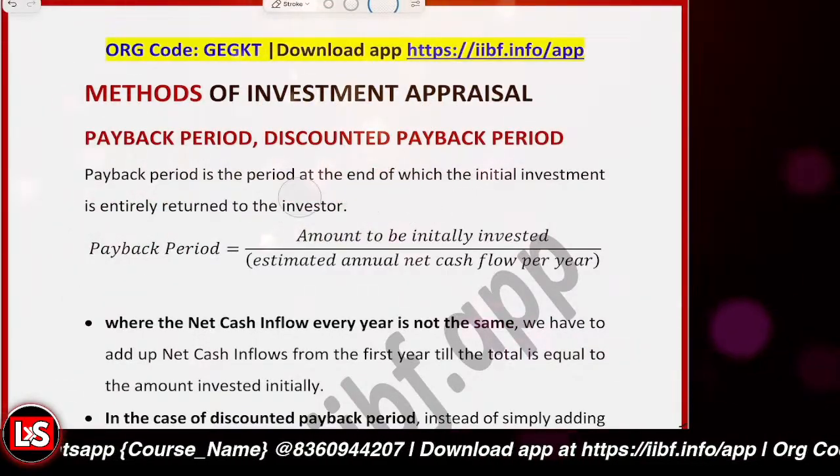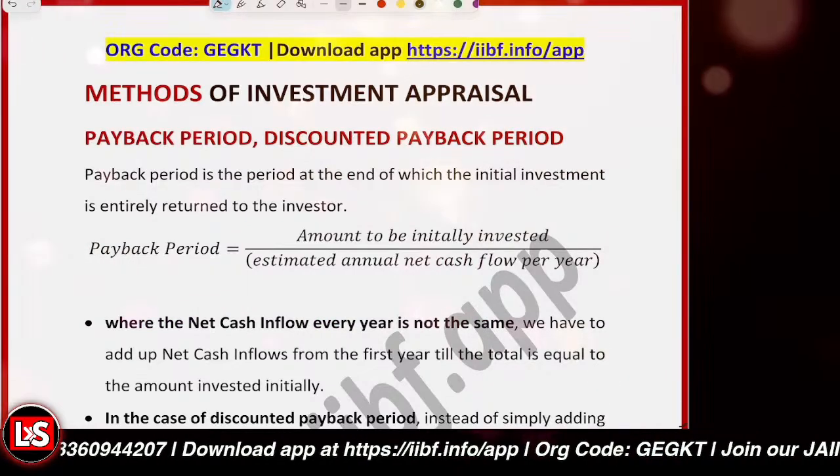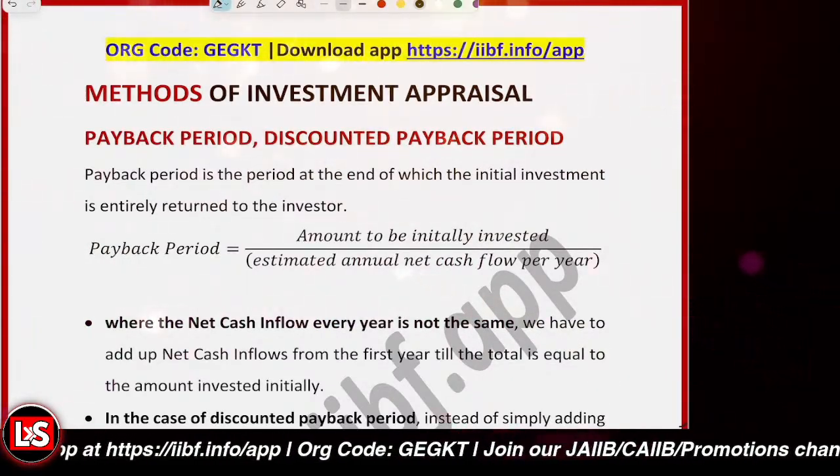So it is related to the investment decisions. And now we are going to consider a very important part related to chapter number 9 from Module B.